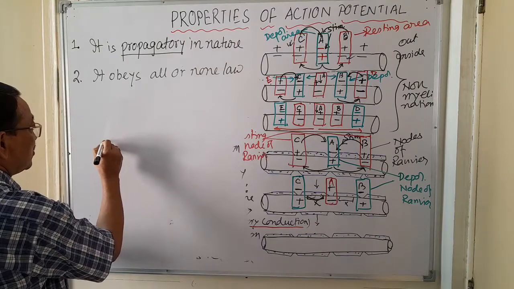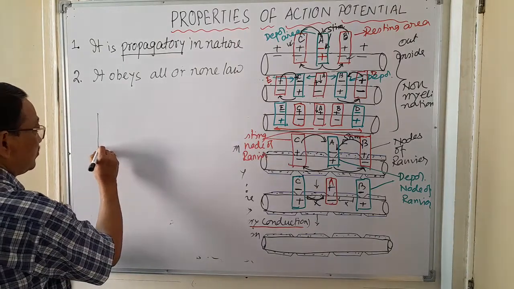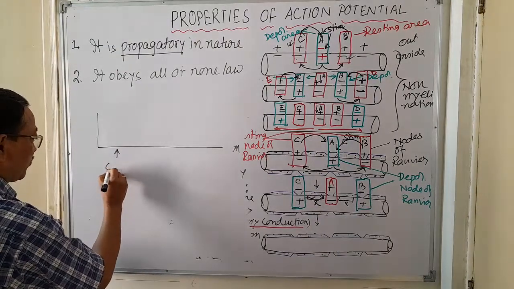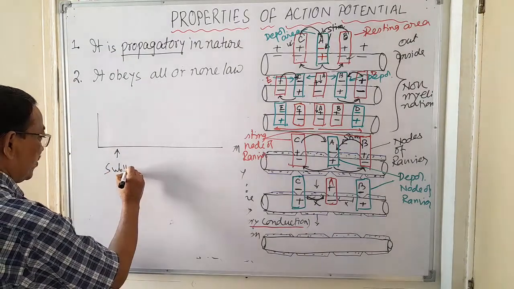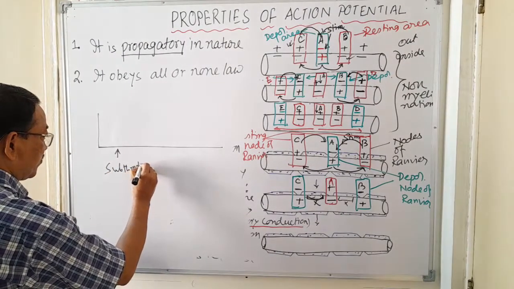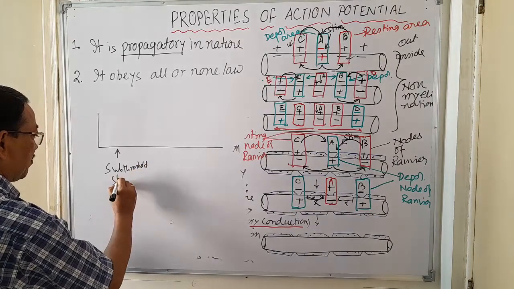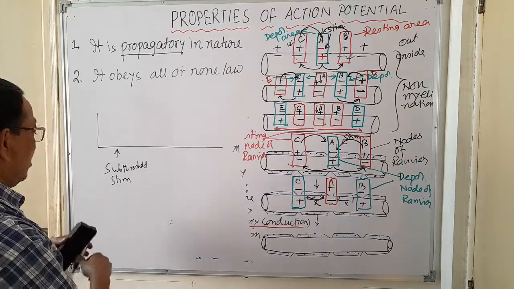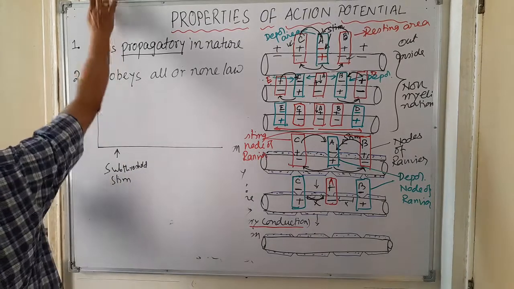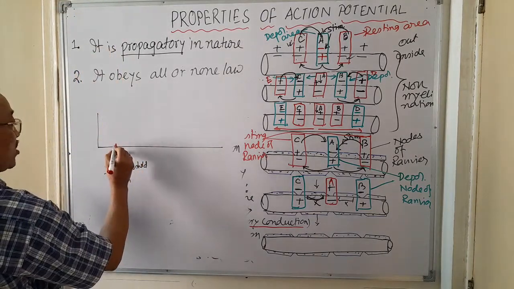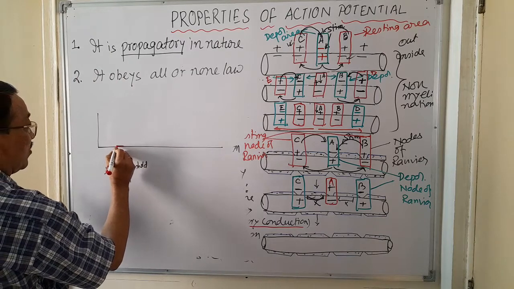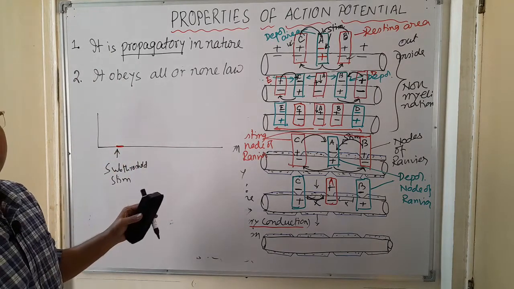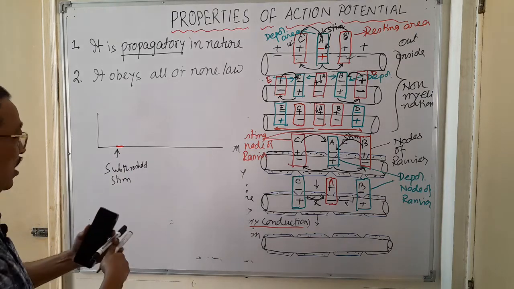Suppose a sub-threshold stimulus is applied at the cell membrane. Then no action potential is generated. That means there is no change of the membrane potential.